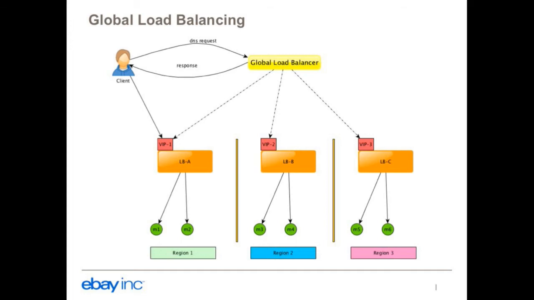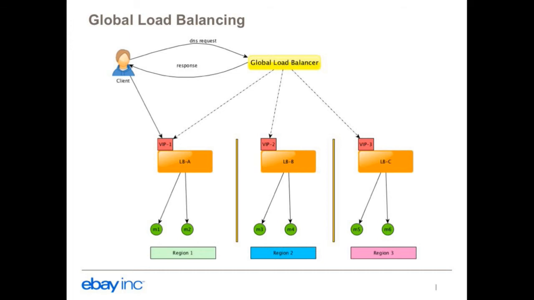Okay, so global load balancing. This is a big deal for us because we wanted our applications to be available across the regions. The limitation with cloud is that the scope is limited to a region. So you see 3 regions in this diagram. All three are 3 different cloud instances.